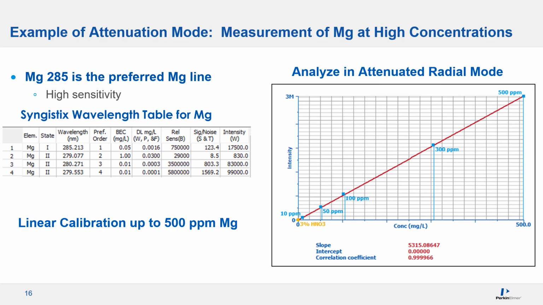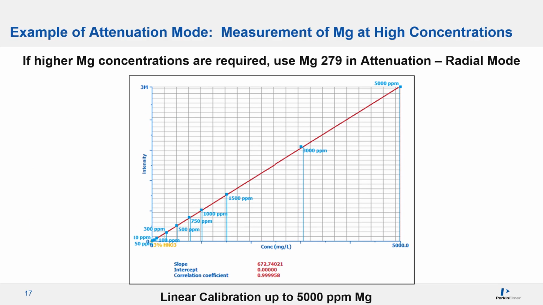But now let's see if we can go higher. So what we did is we used magnesium 279, which has less intensity, and ran that in attenuation radial mode. And what we see here is we have a linear calibration up to 5,000 ppm. Our correlation coefficient is 0.99958, so still greater than 4 nines. We're calibrating from 10 ppm all the way up to 5,000.